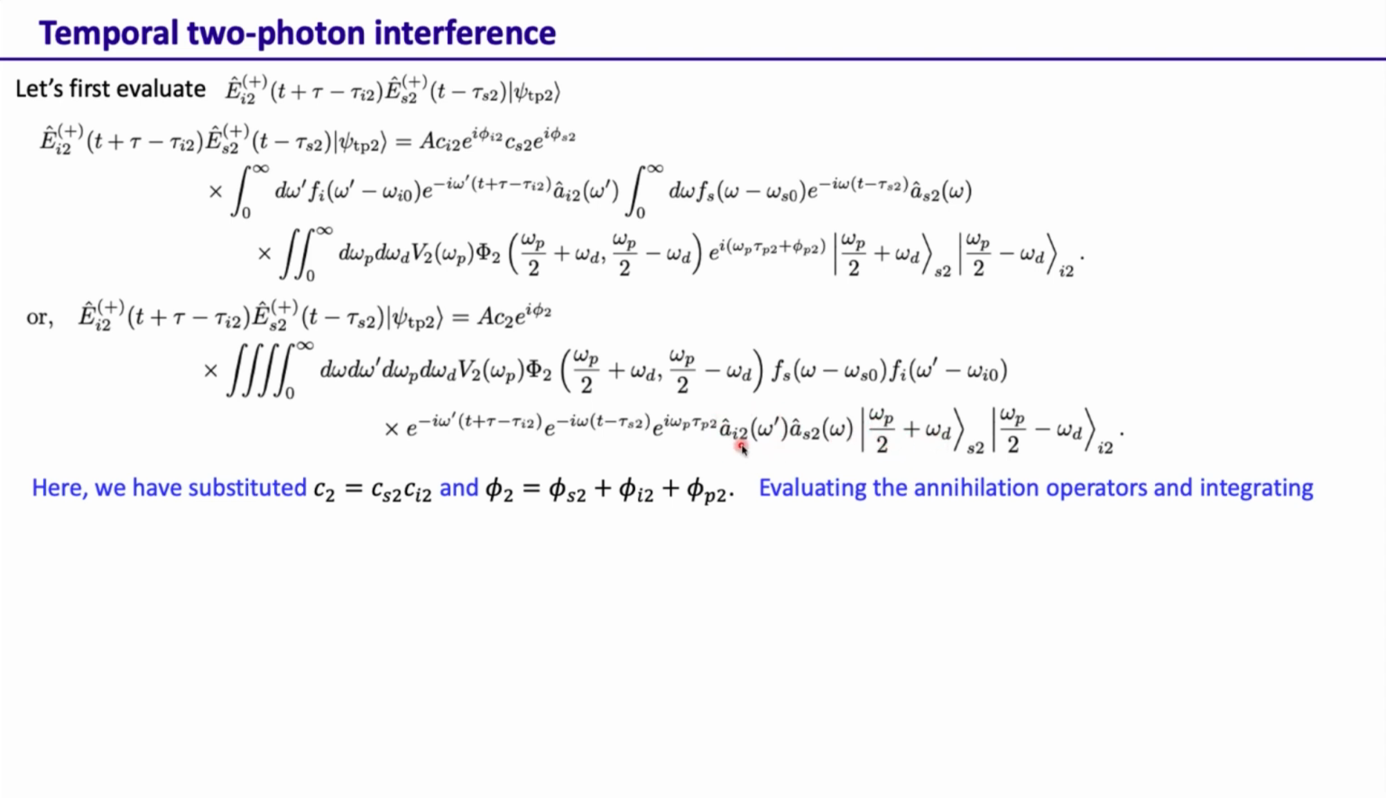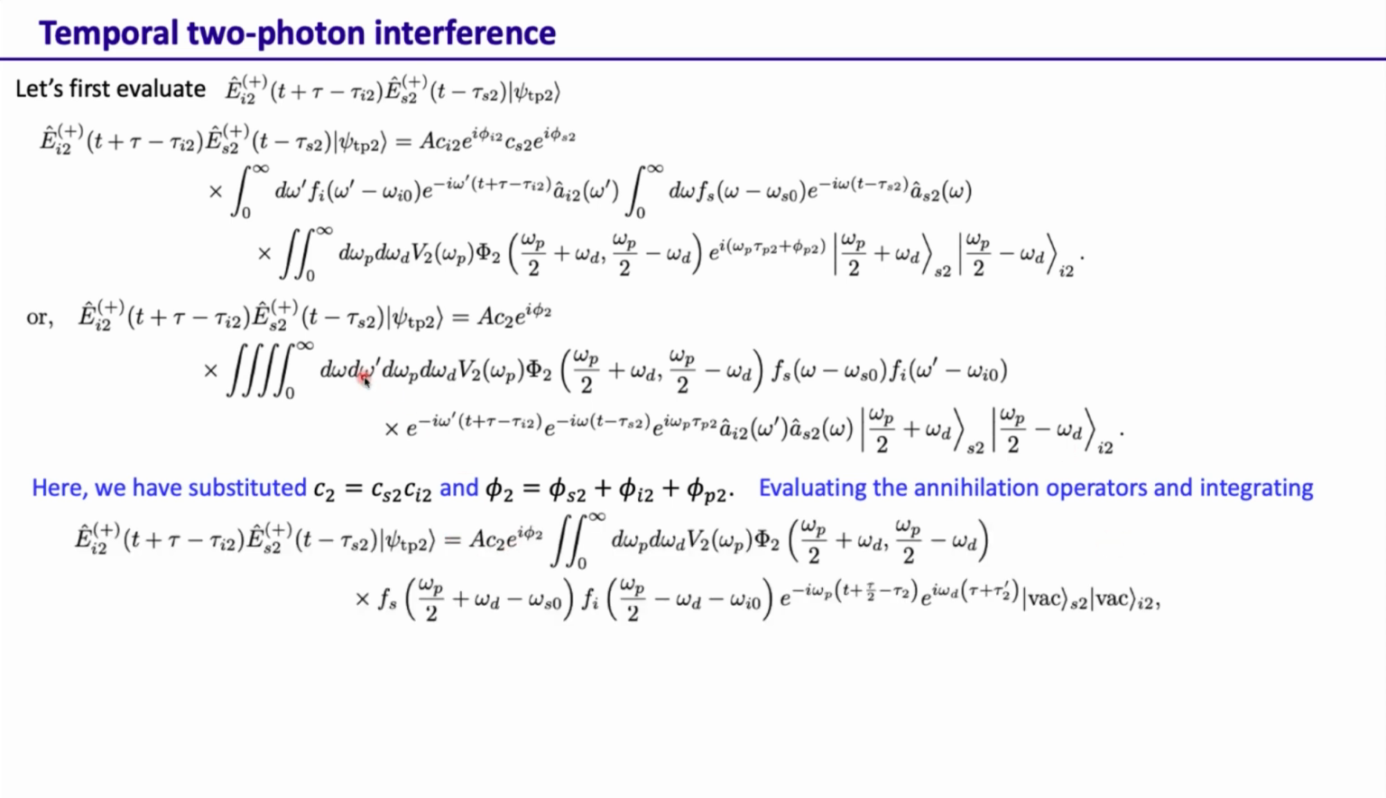Similarly, this annihilation operator will act on this state and yield a vacuum state. This is a one photon state where one photon is at frequency omega P by 2 minus omega D. So this idler annihilation operator will act on this idler state and yield a vacuum state only if omega prime is equal to omega P by 2 minus omega D. The action of this on this and this on that will give us two Dirac delta functions, and if we integrate that, we get rid of two integrals, and we are left with just the two integrals, omega P and omega D. And we have our vacuum states here after operating these annihilation operators on these states.